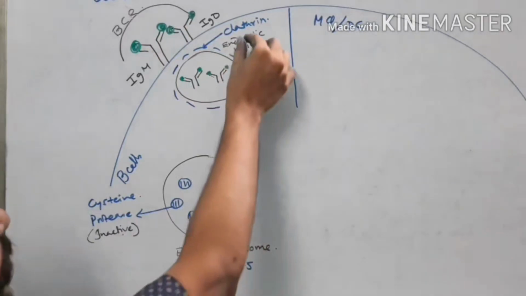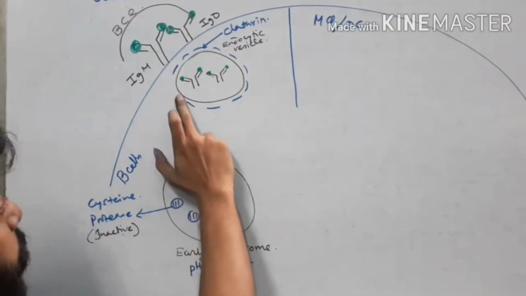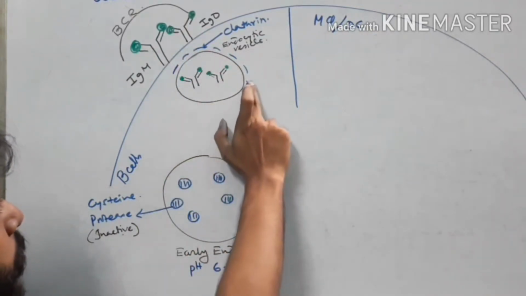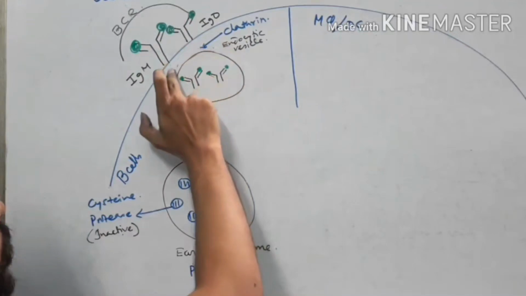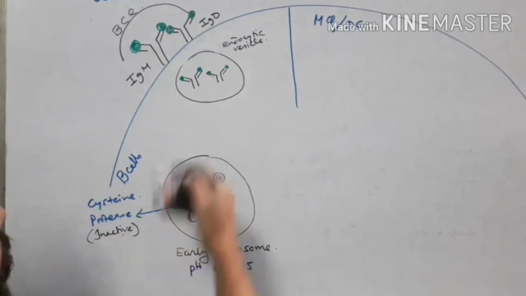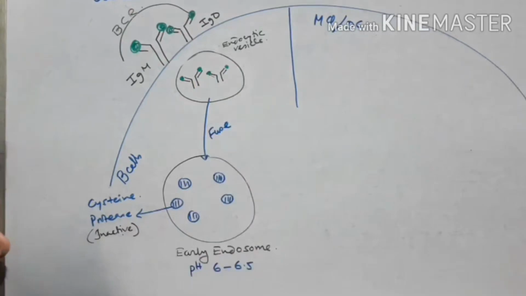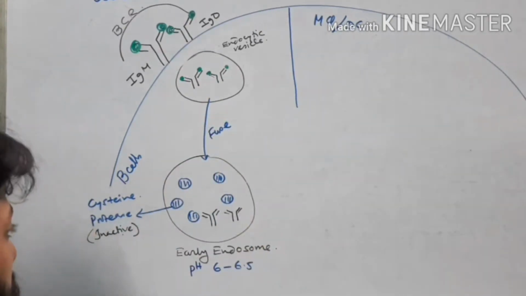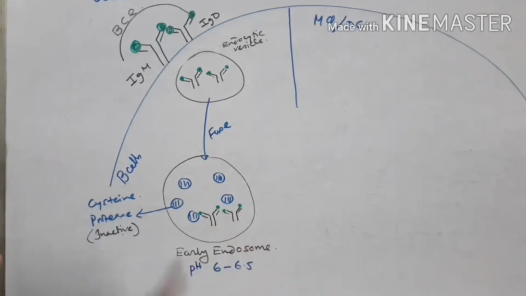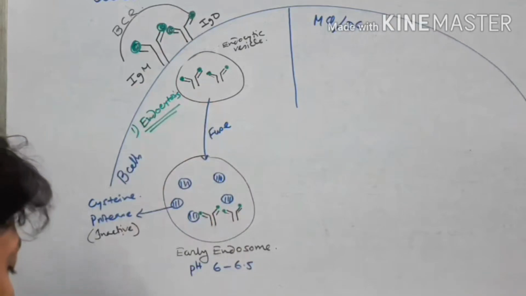So what happens when endocytic vesicles enter into the cell? The clathrin protein becomes uncoated. Now the endocytic vesicle is uncoated by clathrin, so there is no clathrin protein. In this situation, the endocytic vesicle can fuse with the early endosome. When these endocytic vesicles fuse with the early endosome, the antibody and the antigen are present in the early endosome. Okay, it is fused. So this process is called endocytosis. This is the first way.